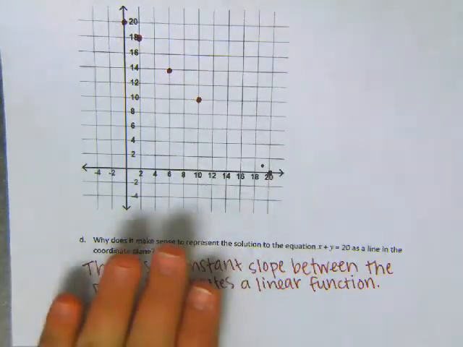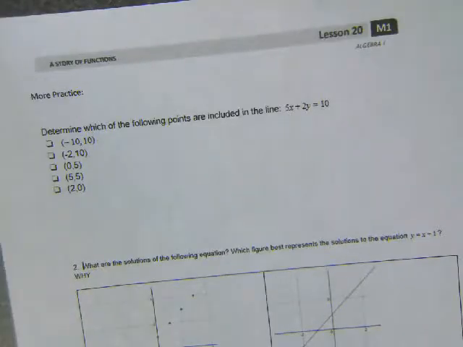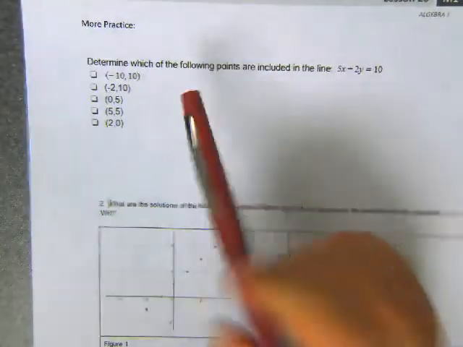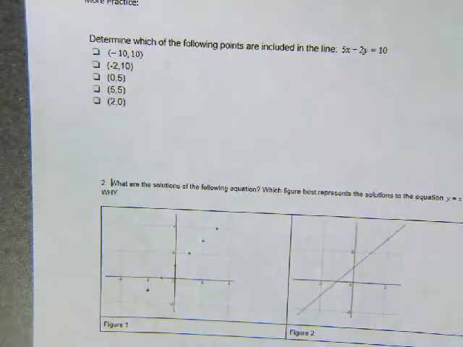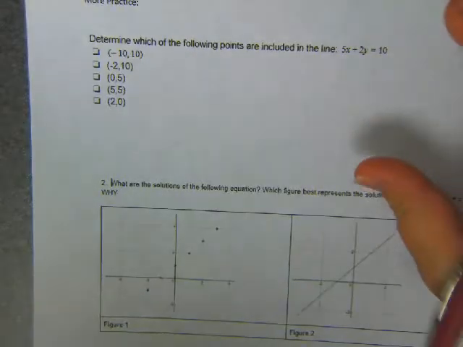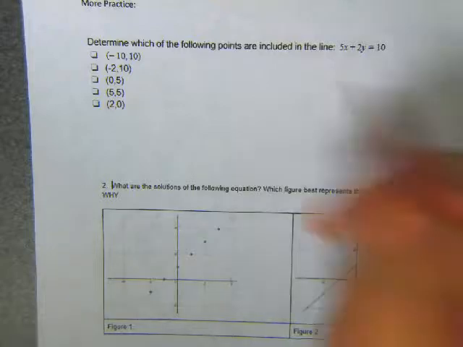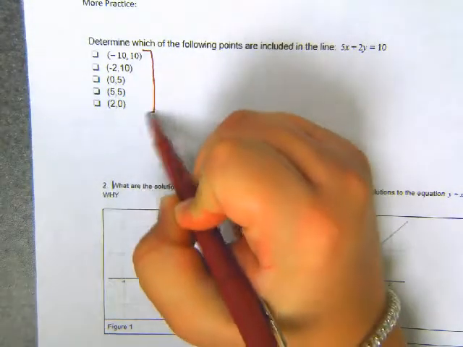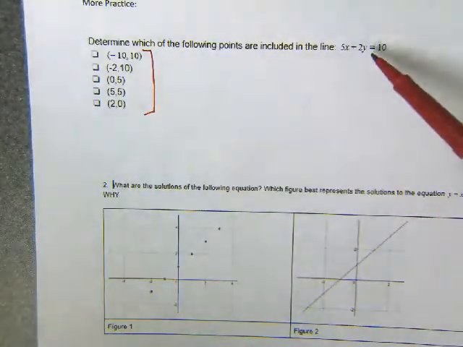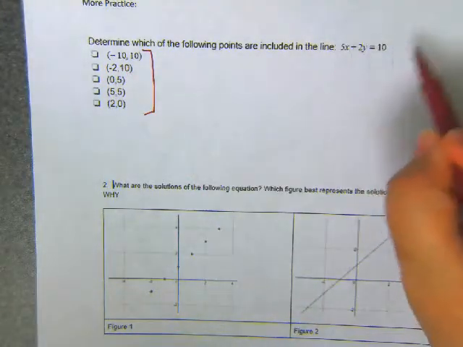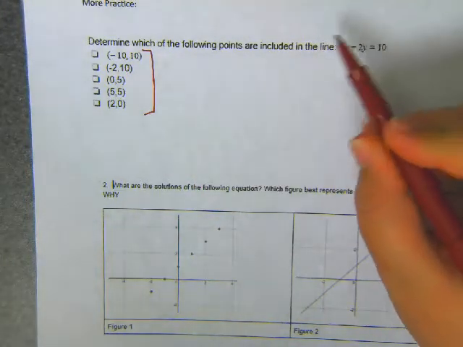Okay? So the next, the back of the paper, we have to determine which of the following points are included on this line. So you had this question on your study guide for your quiz, but just to go over it again, we have 5 points, and to determine if they're a solution to this equation, we need to plug in all 5 points and see which points are going to create a true statement with this equation.